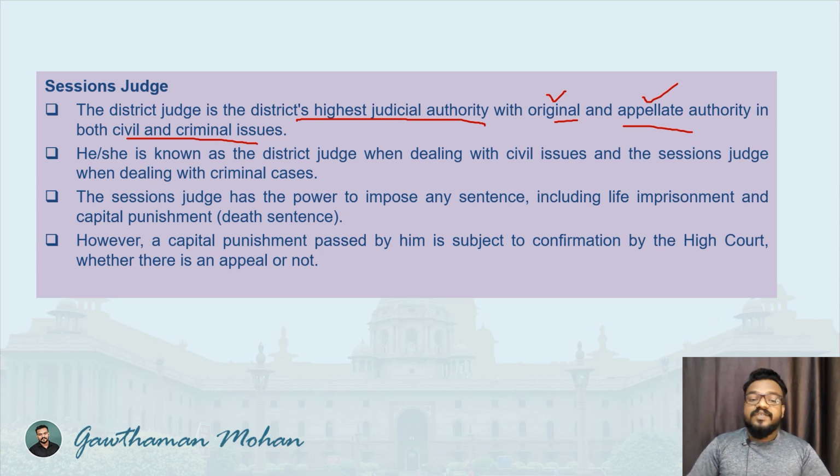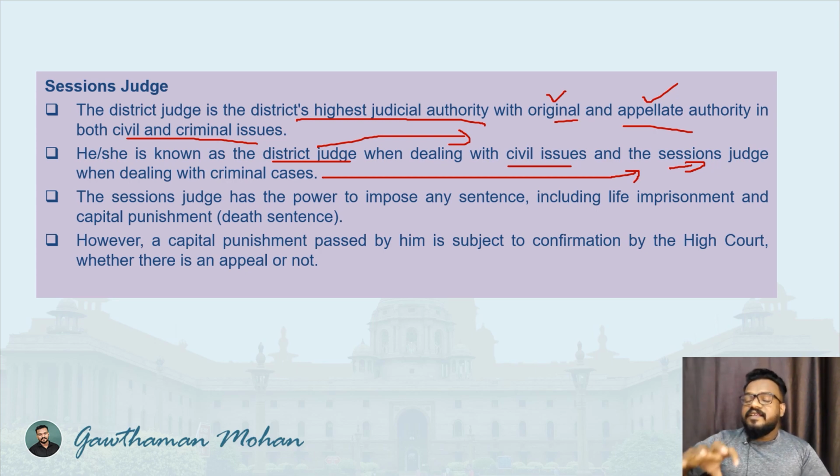He or she is known as the district judge when dealing with civil issues. Very important. So that judge is known as district judge when dealing with civil issues, but when that judge is dealing with the criminal cases, he or she is known as the sessions judge. Very important. So the sessions judge deals with the criminal cases, but on the other hand, the district judge deals with the civil cases. The sessions judge has the power to impose any sentence, including life imprisonment and capital punishment.